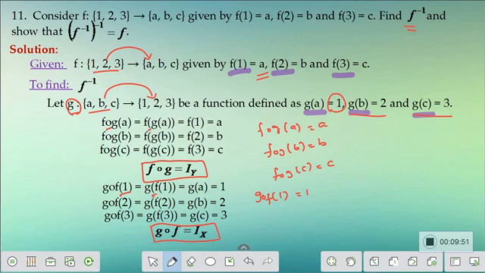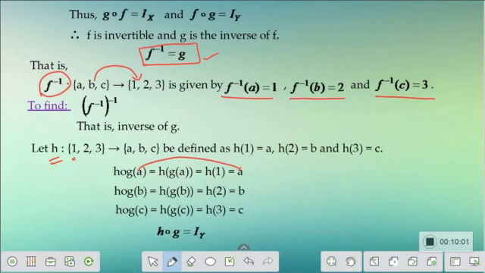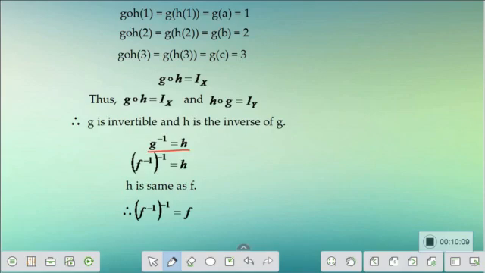like from the same set containing elements 1 to 3 to the same set containing elements a, b, c. The definition is also the same. f of 1 is a, f of 2 is b, f of 3 is c. Similarly, you can check h of 1 is a, h of 2 is b, and h of 3 is also c. So this means that h and f are both the same. So we have h same as f. So this means that our f inverse whole inverse, or inverse of f inverse, is nothing but f itself.